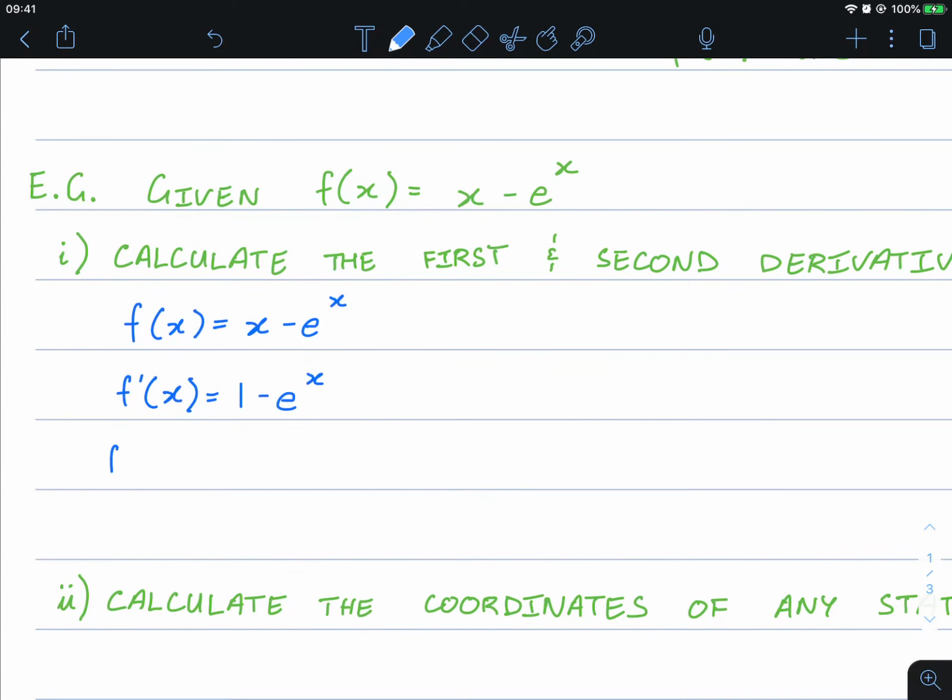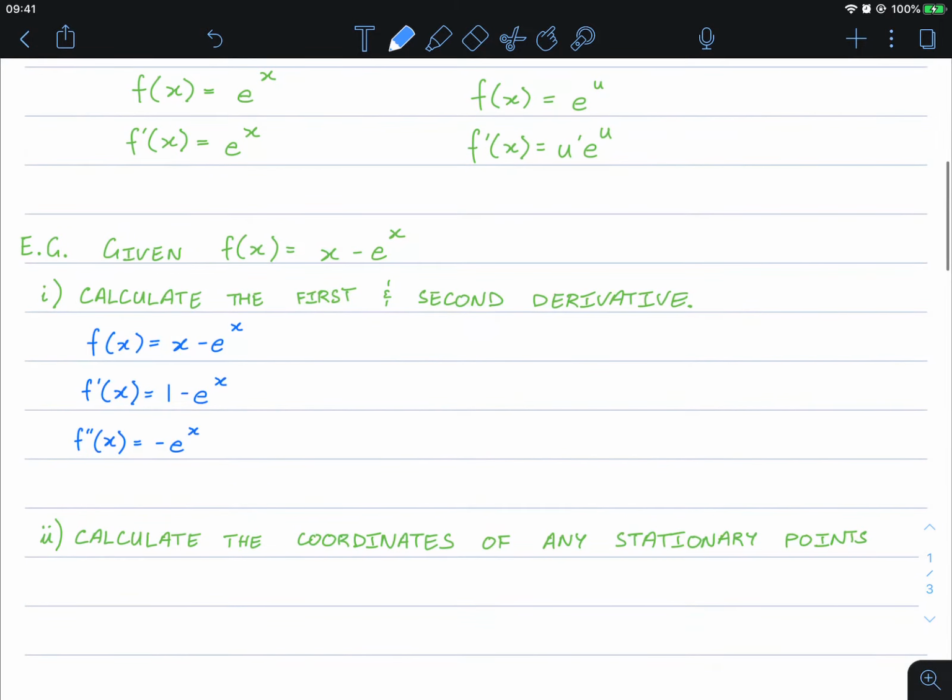And differentiating this again, the derivative of a constant, well, that's 0, so that goes away. I'm just going to leave that blank. And this, again, is the same function itself.